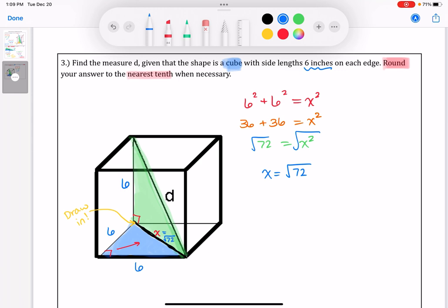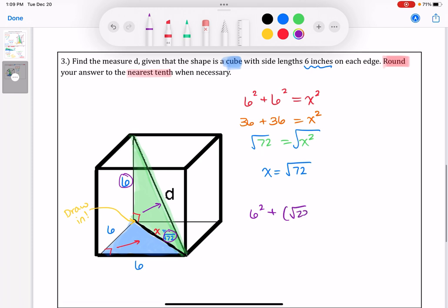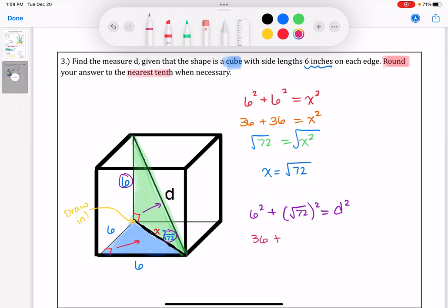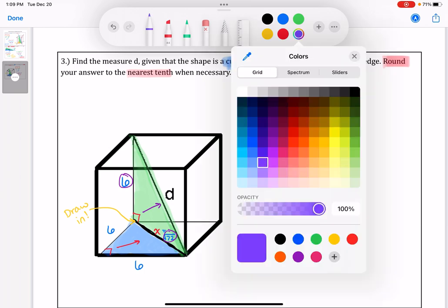But now I have enough to do my second triangle, my green triangle. And again, on this one, D, the segment I'm trying to solve for, is across from the right angle. So that's going to be my c. So I have 6 squared plus radical 72 squared equals D squared. I get 36 plus radical 72 squared, and the radical and square cancel out, so 36 plus 72 equals D squared. 36 plus 72 is 108. And then I'm going to take the square root of both sides.